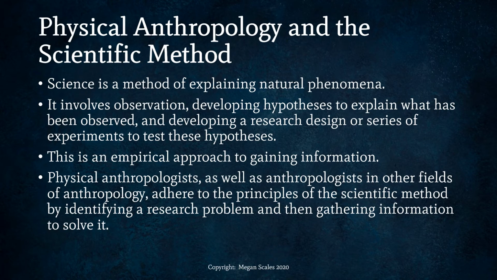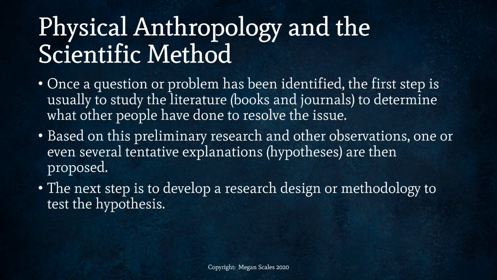So physical anthropologists, as well as anthropologists in other fields of anthropology, adhere to the principles of the scientific method by identifying a research problem, like a question, in the traditional way you look at the scientific method, and then gathering information to solve it. So there's a problem or a question, and then we gather data to solve it using different methods. Once a question or problem has been identified, the first step is usually to study the literature, like books and journals, to do academic research and determine what other people have done to resolve the issue.